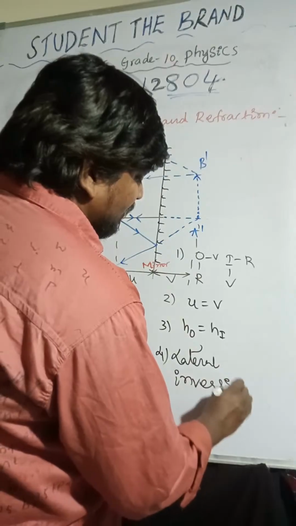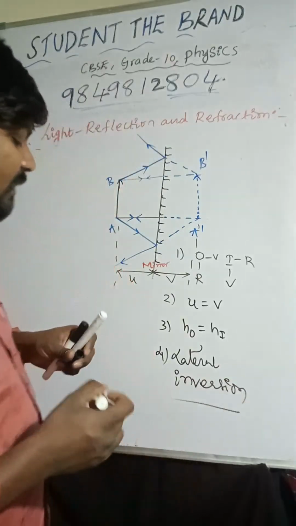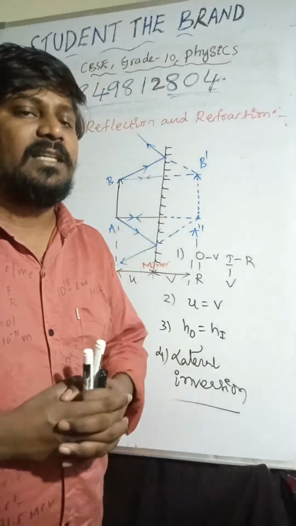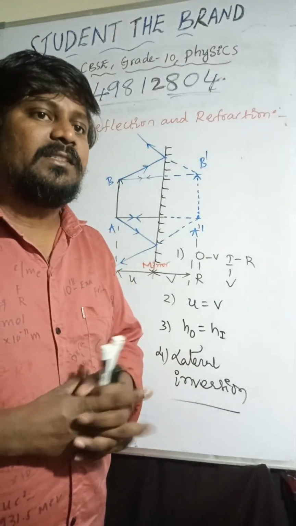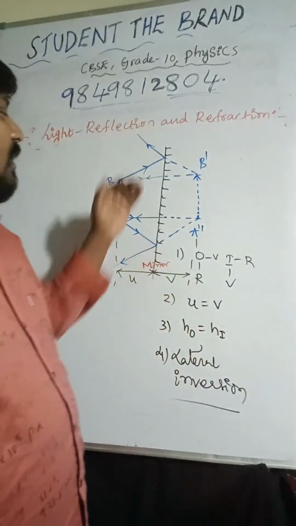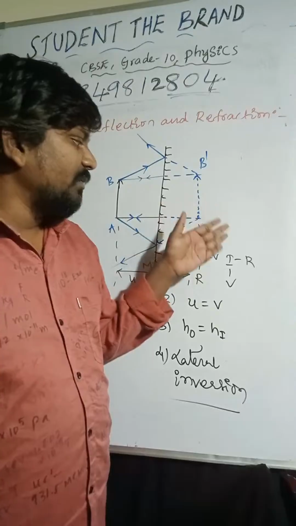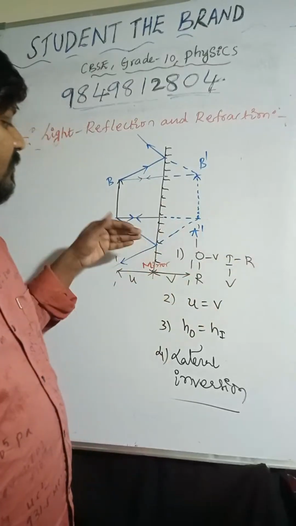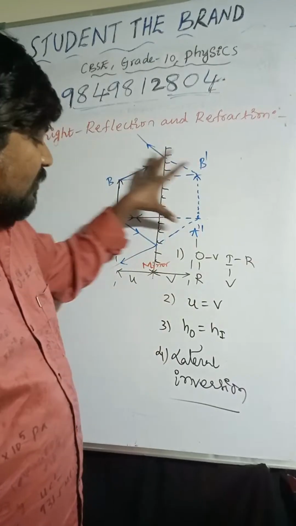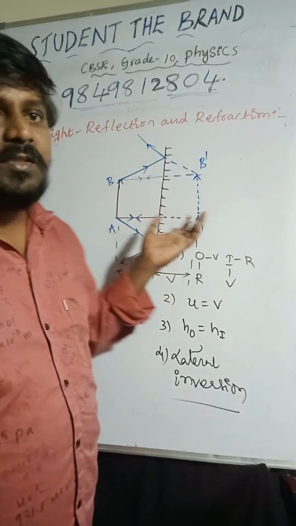Lateral inversion is nothing but the phenomenon where the right side of the object appears to be the left side of the image, and the left side of the object appears to be the right side of the image. This mirror image is called lateral inversion. Once again, here I can observe: the object is real, the image is virtual; the image is real, the object is virtual. Object distance is equal to image distance. Height of the object is equal to height of the image. And it also shows lateral inversion.